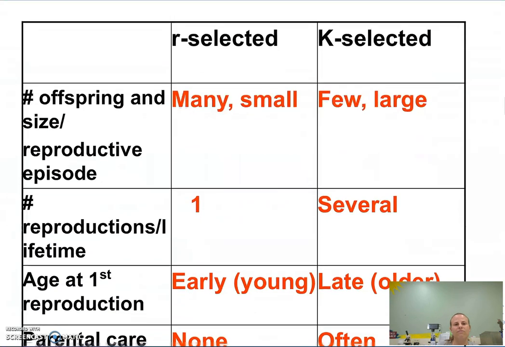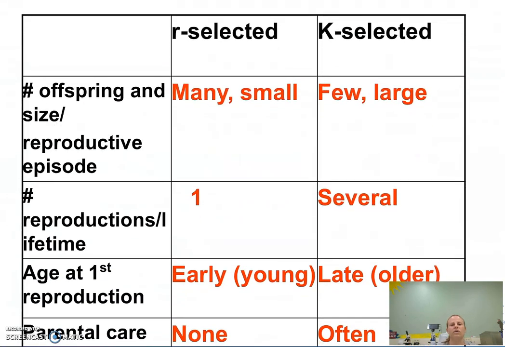R-selected organisms have many small offspring. Back to our mosquitoes, the females can lay up to 500 eggs at a time. But remember, you had to look at those 500 eggs in that sac underneath a microscope. It was a really small size. Whereas K-selected organisms have few offspring that happen to be large.